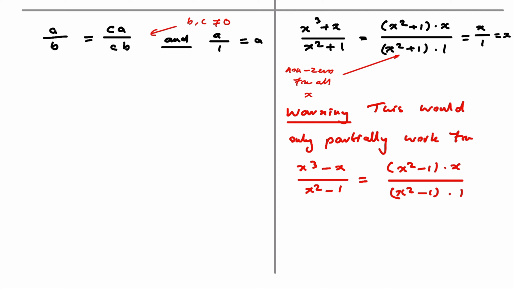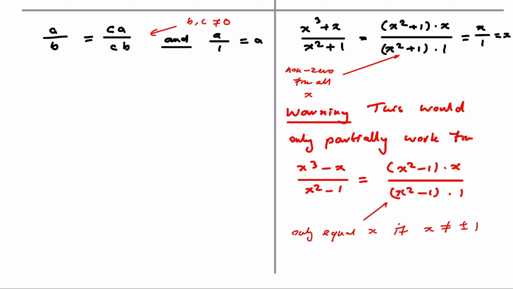But I can't just cancel that, right? I can't just cancel it because what about if x is equal to plus or minus 1? If x is plus or minus 1, x squared minus 1 is 0. It would be 0 over 0, which wouldn't make sense. So this isn't really equal to x, right? I'll be very careful. It's only equal to x if x does not equal plus or minus 1.